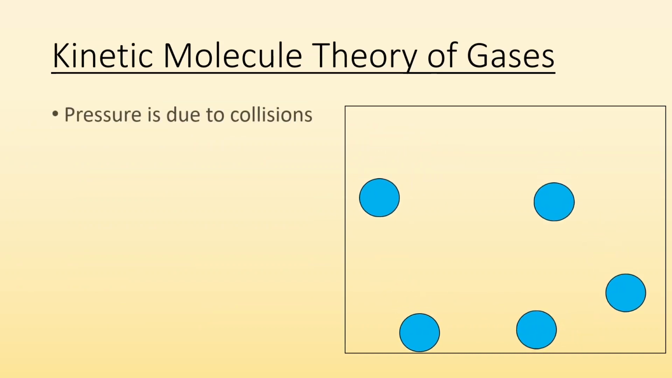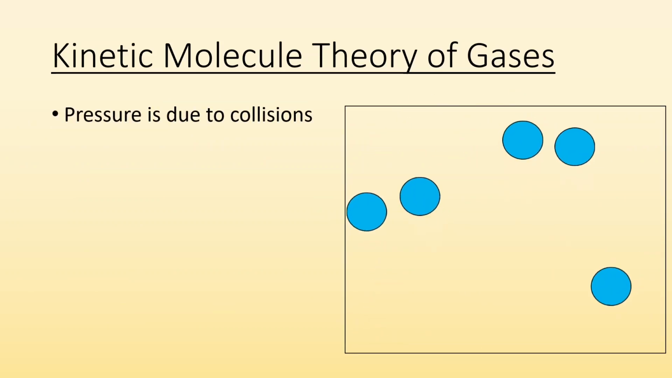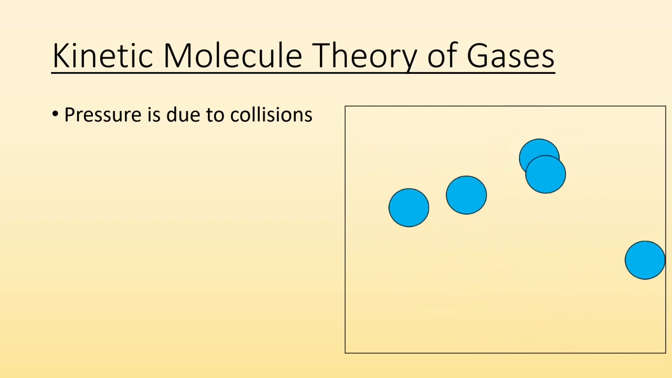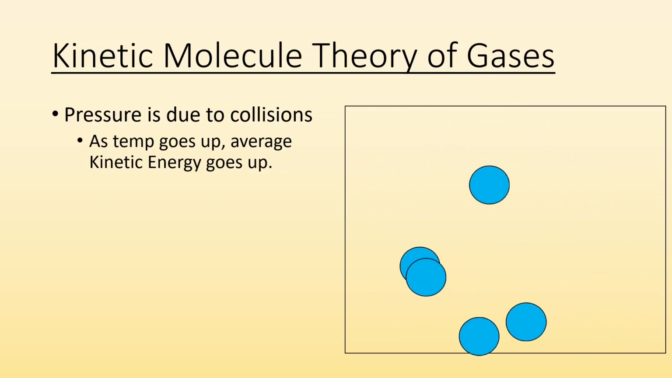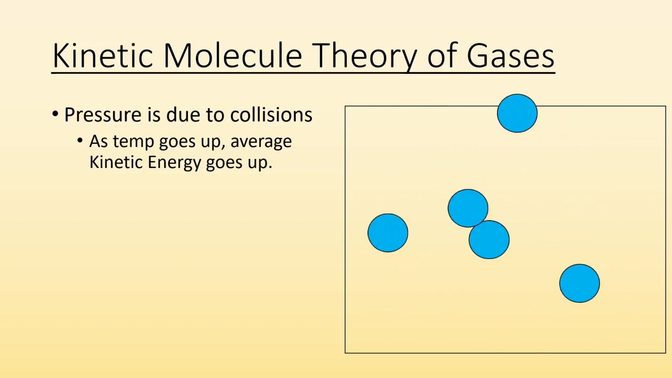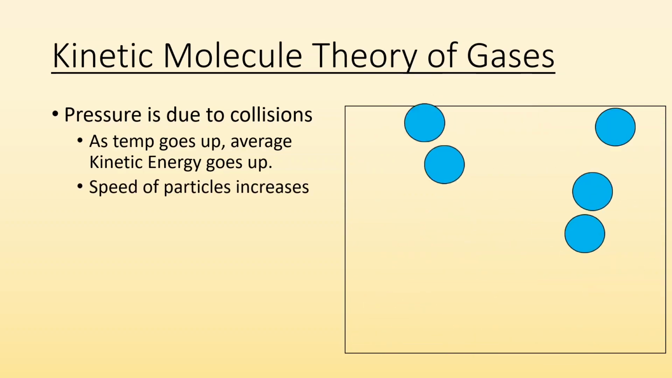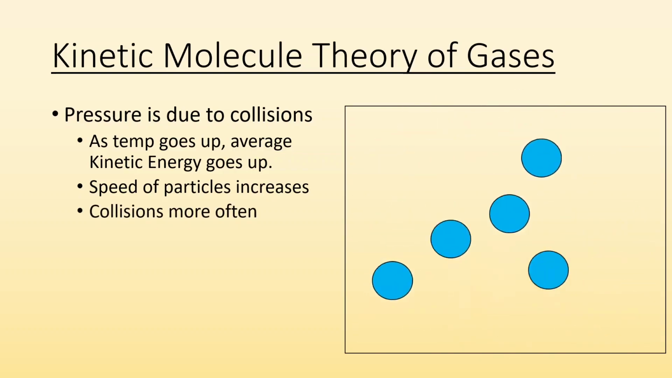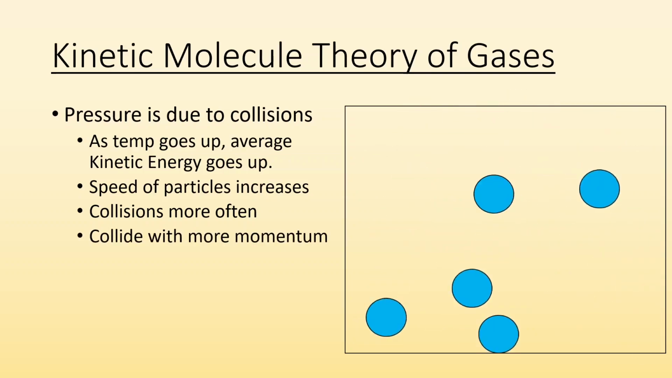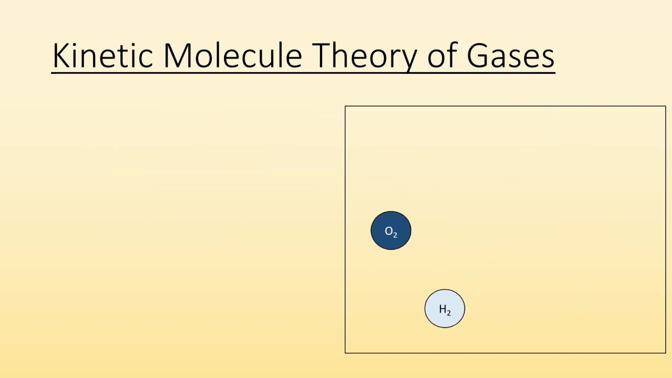All right. Pressure is due to collisions. So you can see these gas particles moving around, bumping into the walls of that container. As temperature goes up, the average kinetic energy also goes up. So add some energy to it, things are moving around more, which means the particle speeds increase, they're moving faster, which means they're going to collide with the walls of the container more often, and they're also going to collide with more momentum, which means that the pressure will go up.